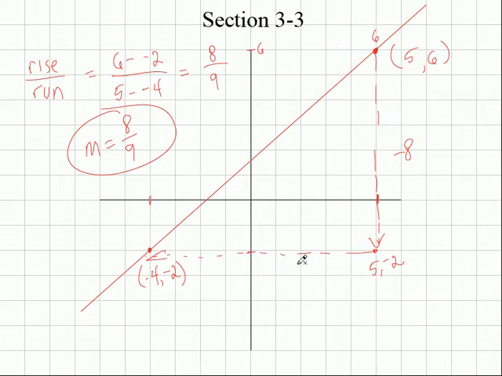What? 9. But we went to the left, so that's negative. But what is -8 over -9? It's positive, right? Negative over negative is positive. 8 over 9. So you get 8/9 either way, don't you? If you wanted to, you could count up, which would be +8, and count to the right would be +9. So a bunch of different ways you can find the slope of this.